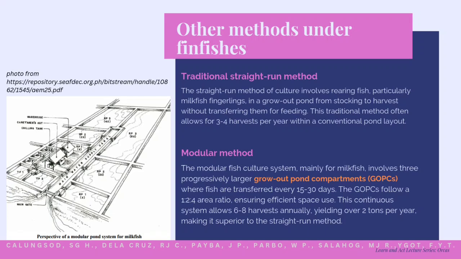So, the modular method is preferred in commercial aquaculture due to its ability to optimize space, reduce competition, and maintain a steady supply of fish for the market.